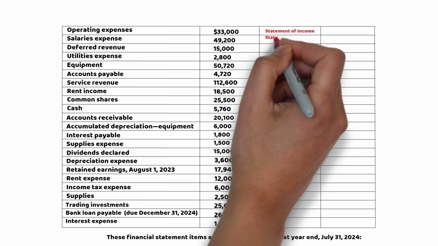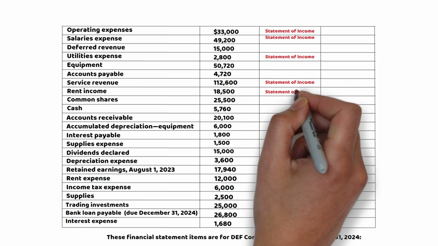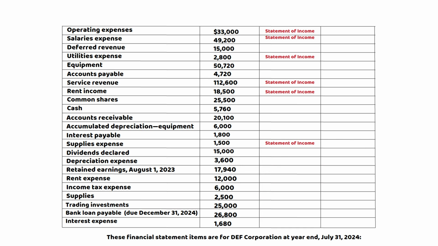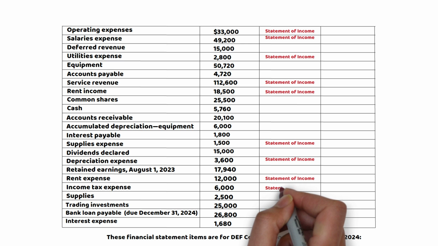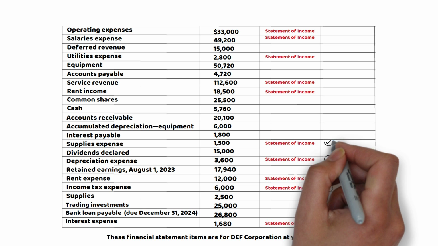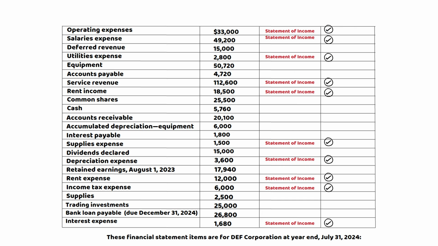So first, let's take a look at the statement of income. Operating expenses, salary expense, utility expense, service revenue, rental income, and supplies expenses all belong to the statement of income. Depreciation expense, rent expense, income tax expense, and interest expenses are also items for the statement of income. I'm going to check them off so I can see which ones have been done.